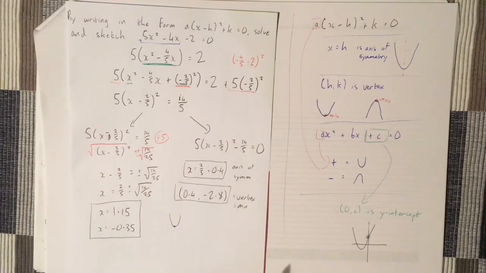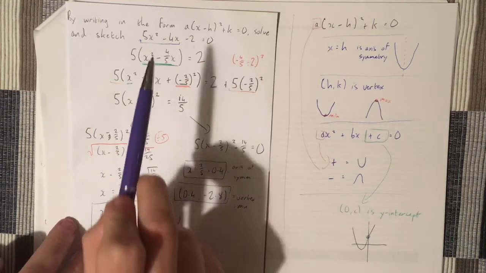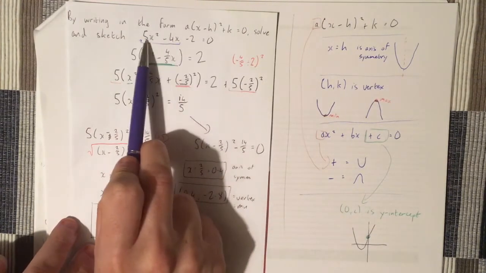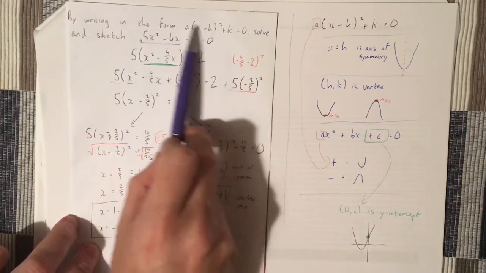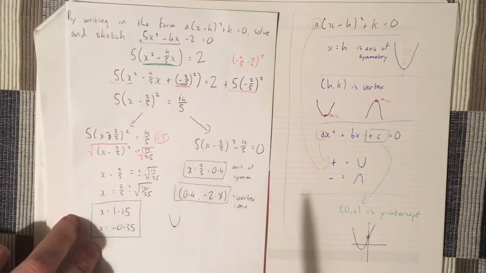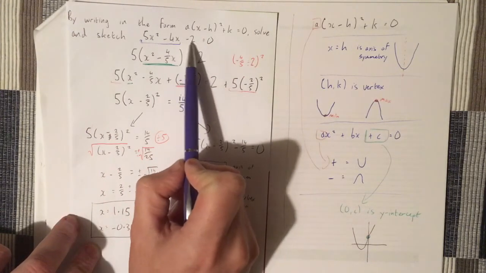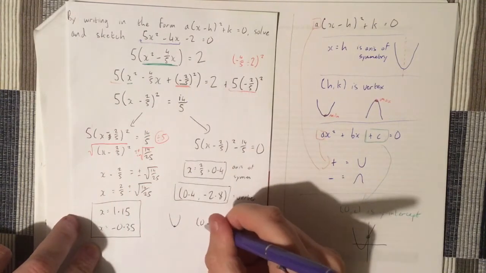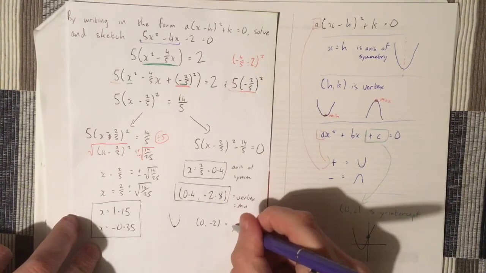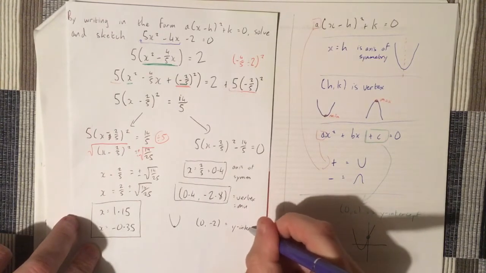And the other piece of information I can read off is my y-intercept. So you just take that from the standard form here. So it's going to be 0, whatever this number is at the end on its own, whatever the constant is, the term without any x after it, so minus 2. So 0, minus 2 is the y-intercept.